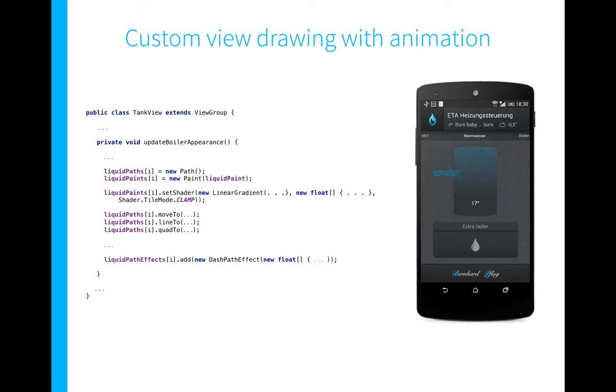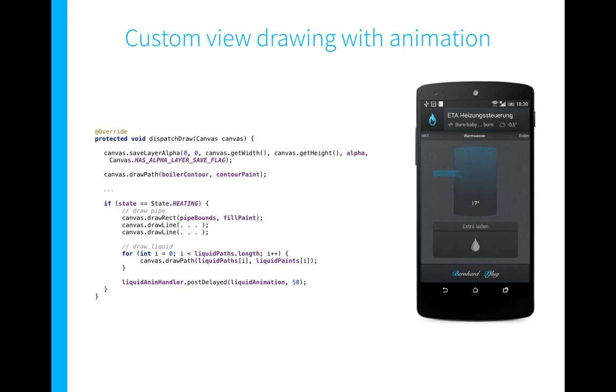To get the curved effect on the right side, we use the coordinate function of the path object. And as you can see, there are also bright and darker segments within each path. To achieve this, we use the dash path effect and add it to the path object.